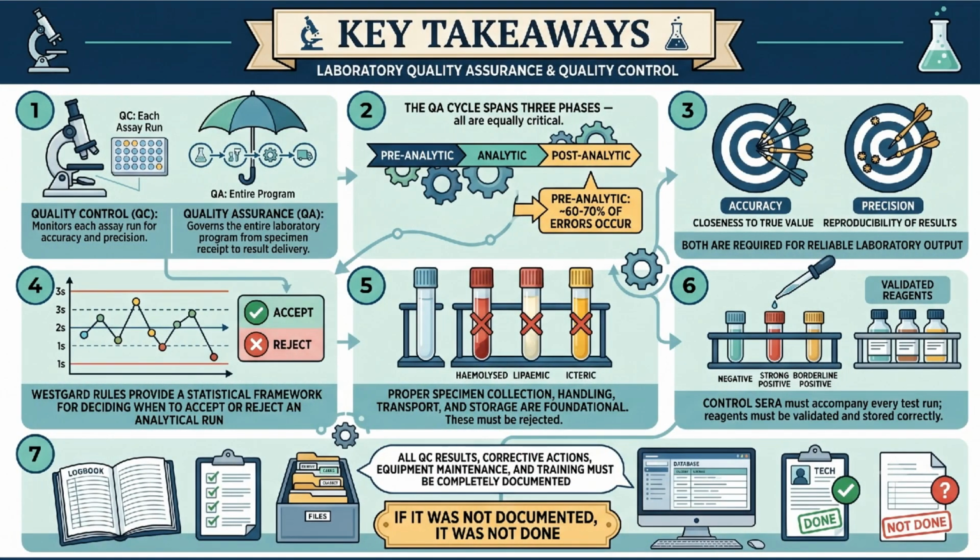Let us summarize the main points. QC checks whether each test run is working properly. QA covers the whole testing process, from specimen collection to result reporting. Accuracy means the result is correct. Precision means the result is consistent. Most laboratory errors happen before testing, so patient identification, specimen collection, and labeling are very important. Control sera, good reagents, calibrated instruments, SOPs, documentation, and corrective action are all essential for reliable serology results.